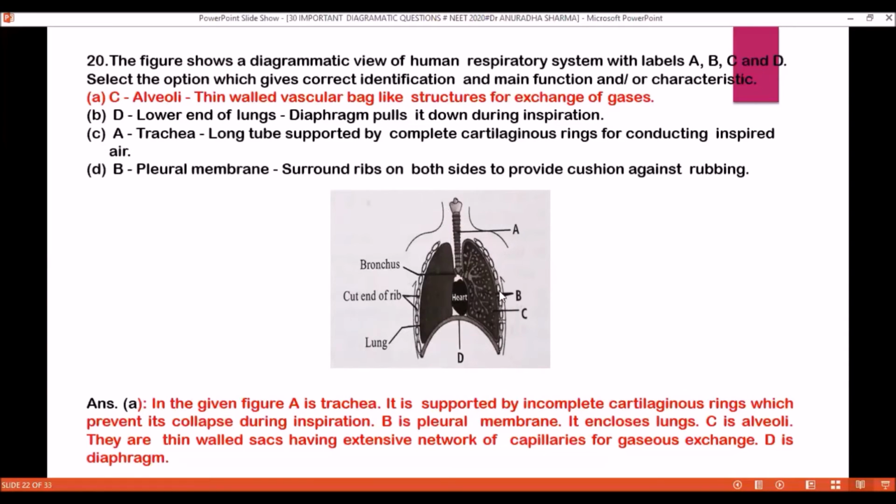And B is pleural membrane. It encloses the lung. C is alveoli. They are thin-walled sacs having an extensive network of capillaries for gaseous exchange. And D, we can see that D is the diaphragm. So the option A, that is C alveoli, which is thin-walled vascular bag-like structure for exchange of gases, is correct.